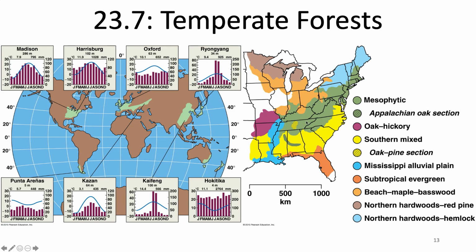Temperate forests also have stratification and three-dimensionality to them. They'll have an upper canopy, a lower canopy, a shrub layer, and a ground layer. So you still have stratification, but not quite as much as you might see in a tropical forest.